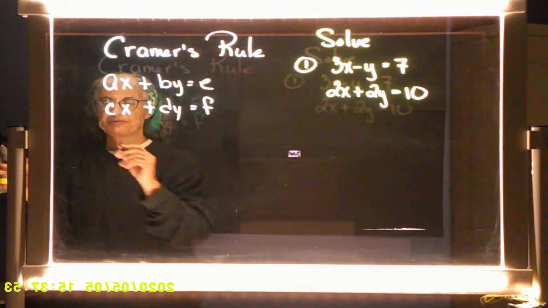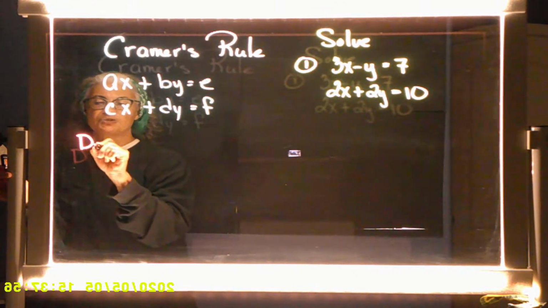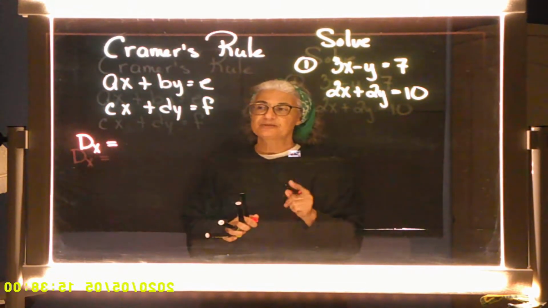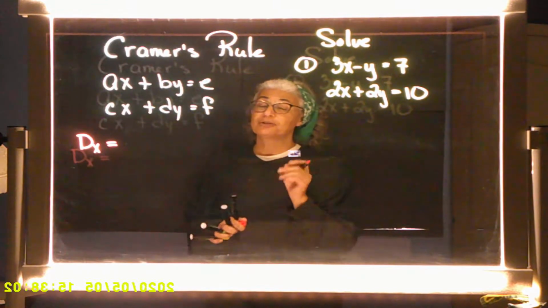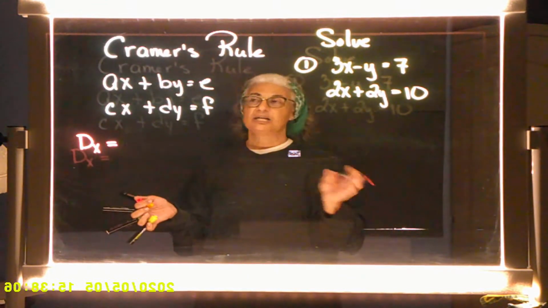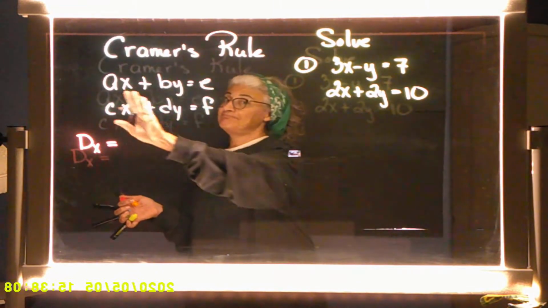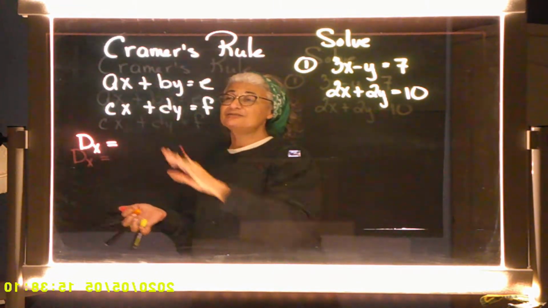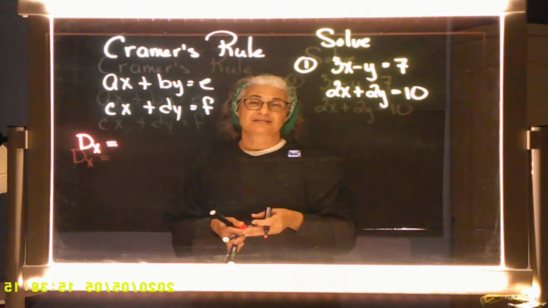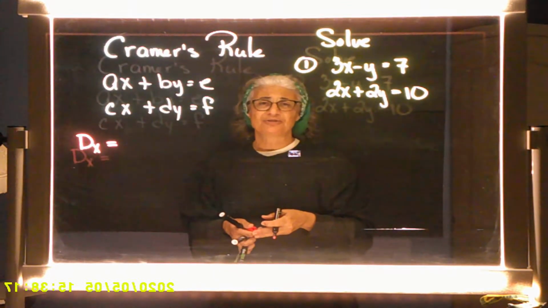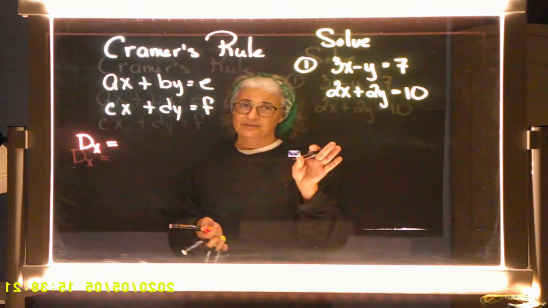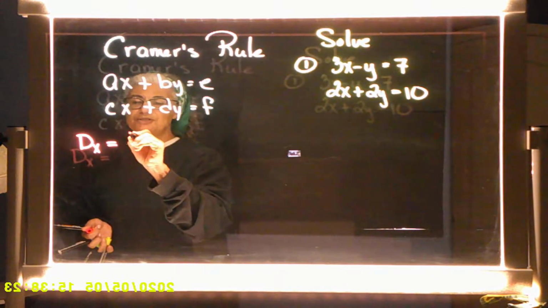So according to Kramer, I'm going to set up a determinant with respect to x. Now remember, determinants are square matrices, right? You can only find the determinant of a square matrix. So, based upon how many terms I have here, what's the largest matrix I can set up? Yeah, 2 by 2. I can't set up a 3 by 3. I don't have enough information for a 3 by 3, so that's not going to happen. So we're going to set up a 2 by 2.